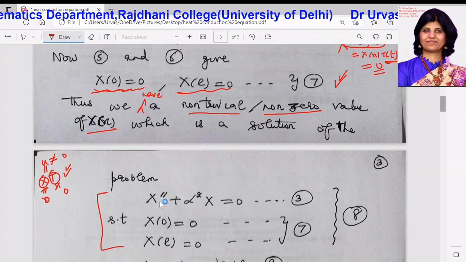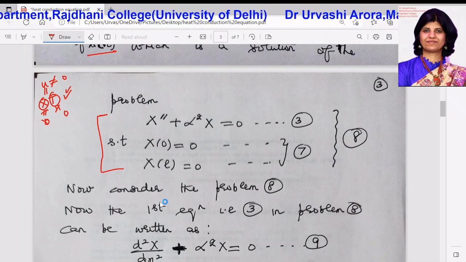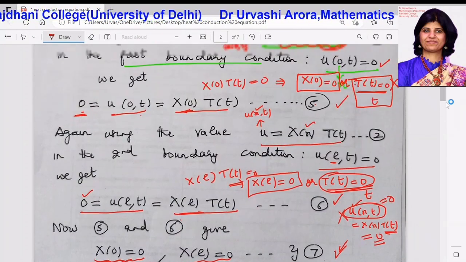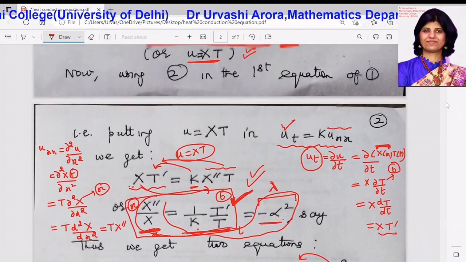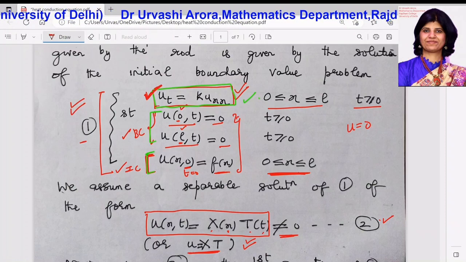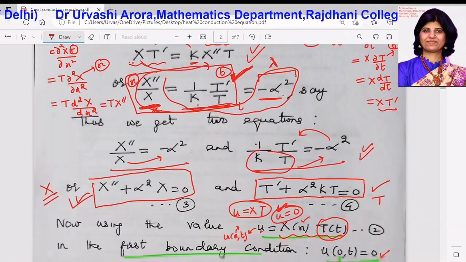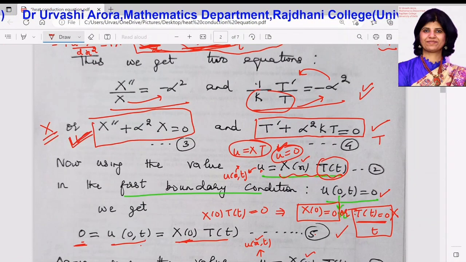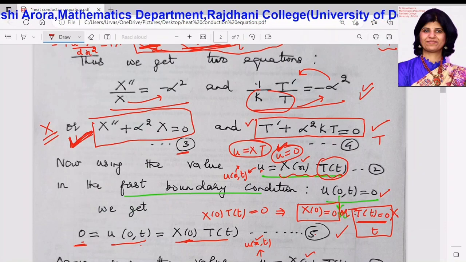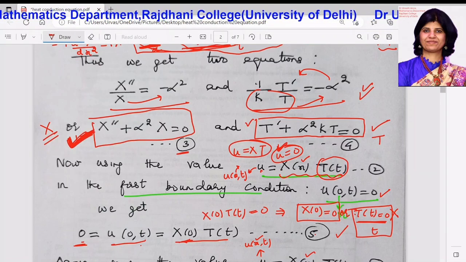This is the problem that we have to solve, and we want a non-trivial value of capital X. So the problem is X double dash plus alpha square X is equal to 0. This is the same differential equation that we got over here when we reduced our partial differential equation. This is the partial differential equation that we have, u_t is equal to k u_xx, the heat conduction equation, and this got reduced into two ordinary differential equations. One was the differential equation in capital X, which is given by 3, and the other was the differential equation in capital T, which was given by 4. So this is the differential equation we are concentrating on right now, which is the differential equation 3.